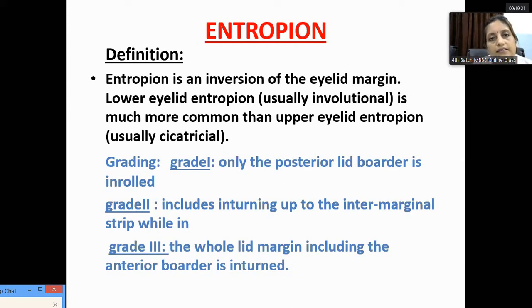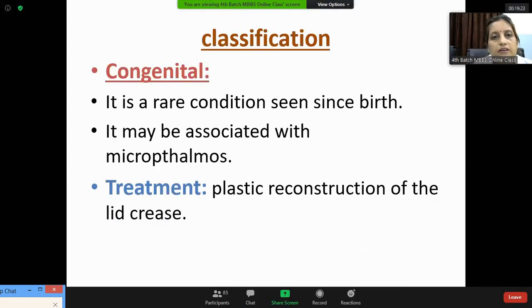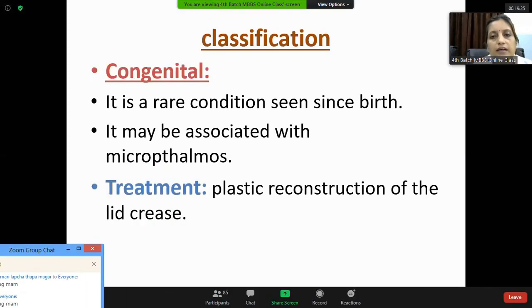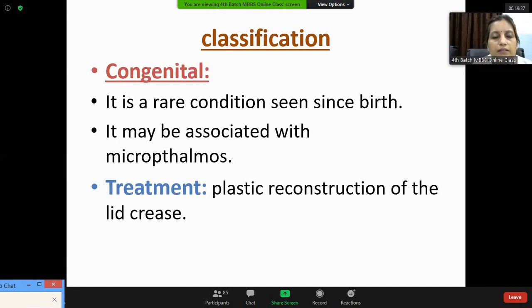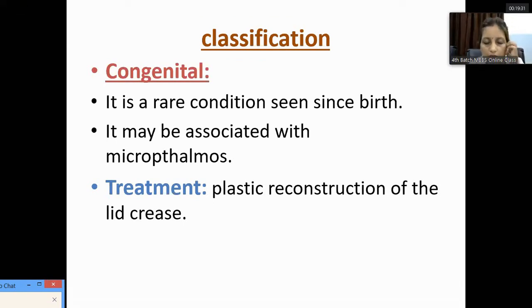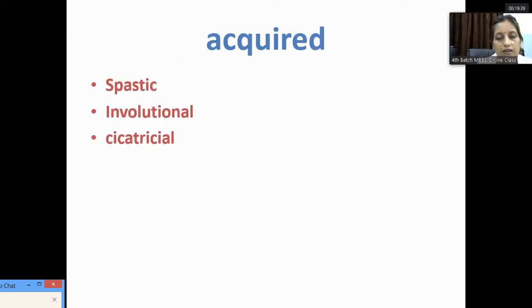So there is the congenital type and the acquired type. The congenital type is a rare type which is present since birth, and it may be associated with other congenital conditions of the eye like microphthalmos, and the treatment is plastic reconstruction of the lid crease. The acquired type, which is very common, includes the spastic type, involutionary type, and cicatricial type.